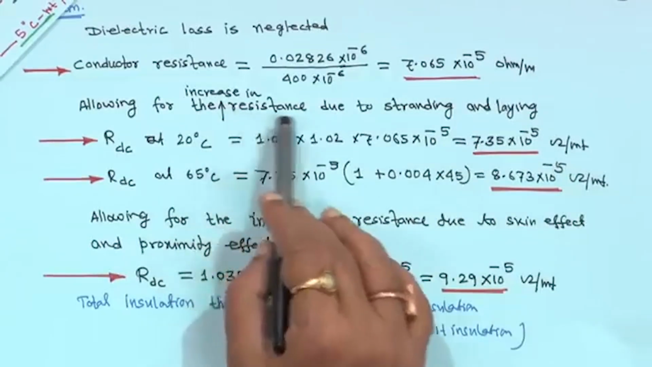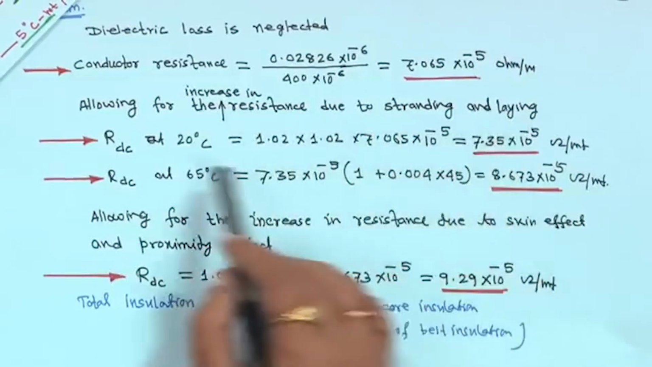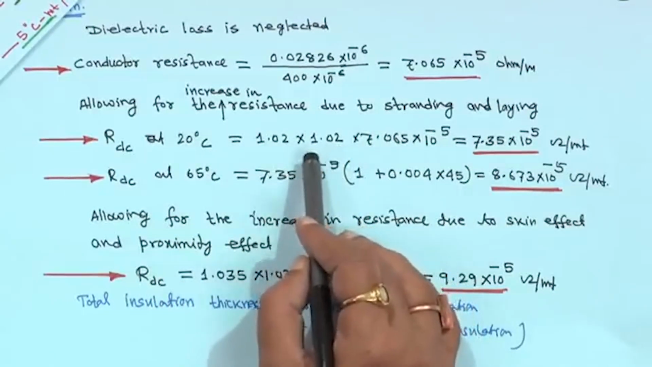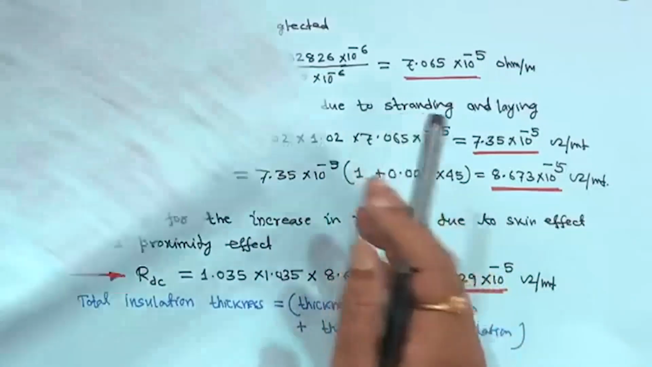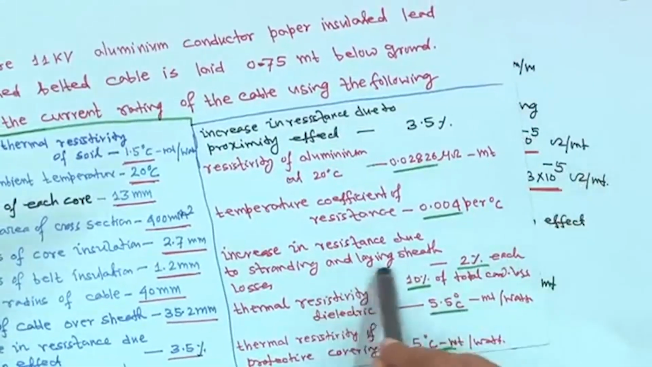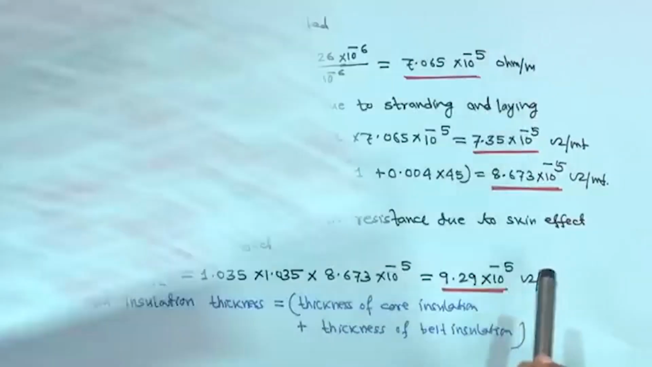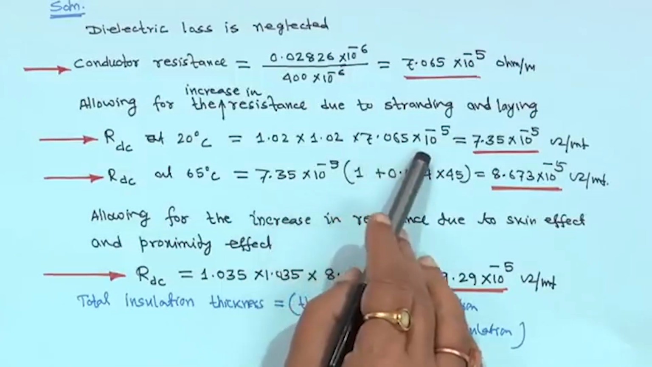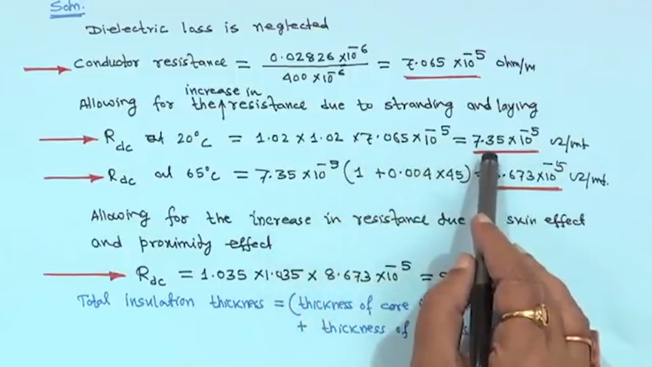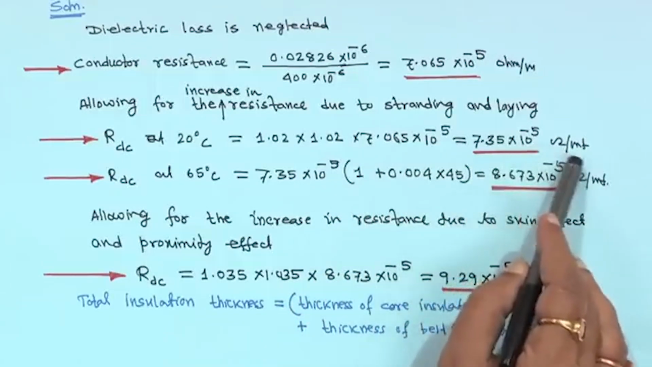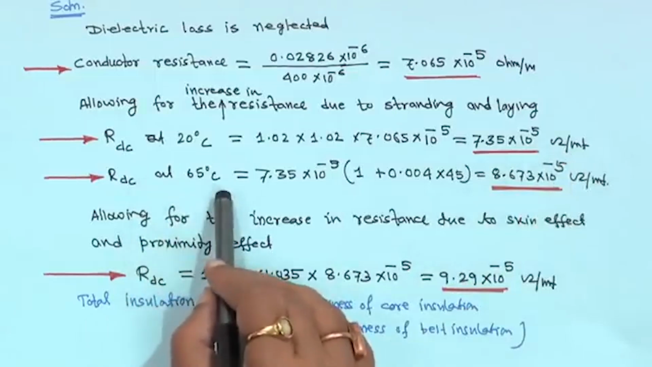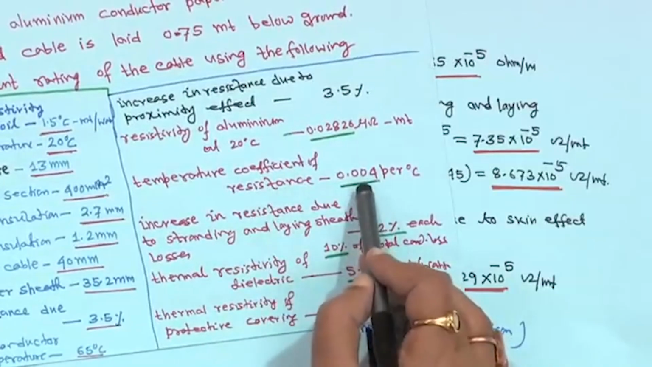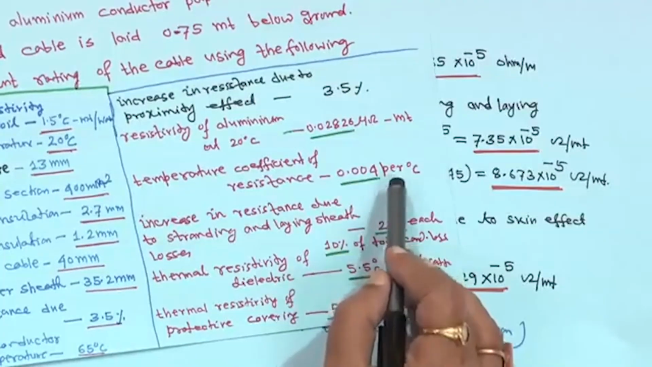Now, allowing for the increase in resistance due to stranding and laying, that is R DC at 20 degrees centigrade, it is given 2% each. The stranding and laying sheath losses are 2% each, that is why it is multiplied, 1.02 into 1.02 into 7.065 into 10 to the minus 5, it comes to about 7.35 into 10 to the minus 5 ohm per meter. Now, R DC at 65 degrees Celsius, in this case the temperature coefficient of resistance is given as 0.004 per degree Celsius, this is given.